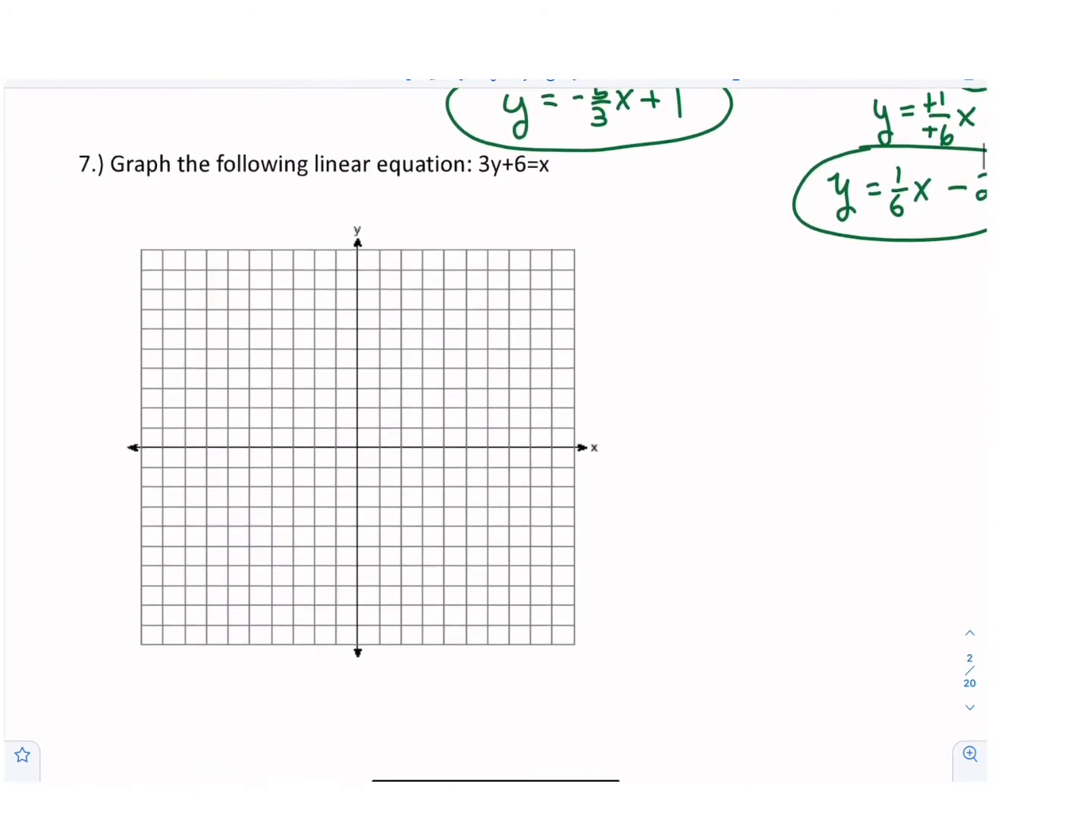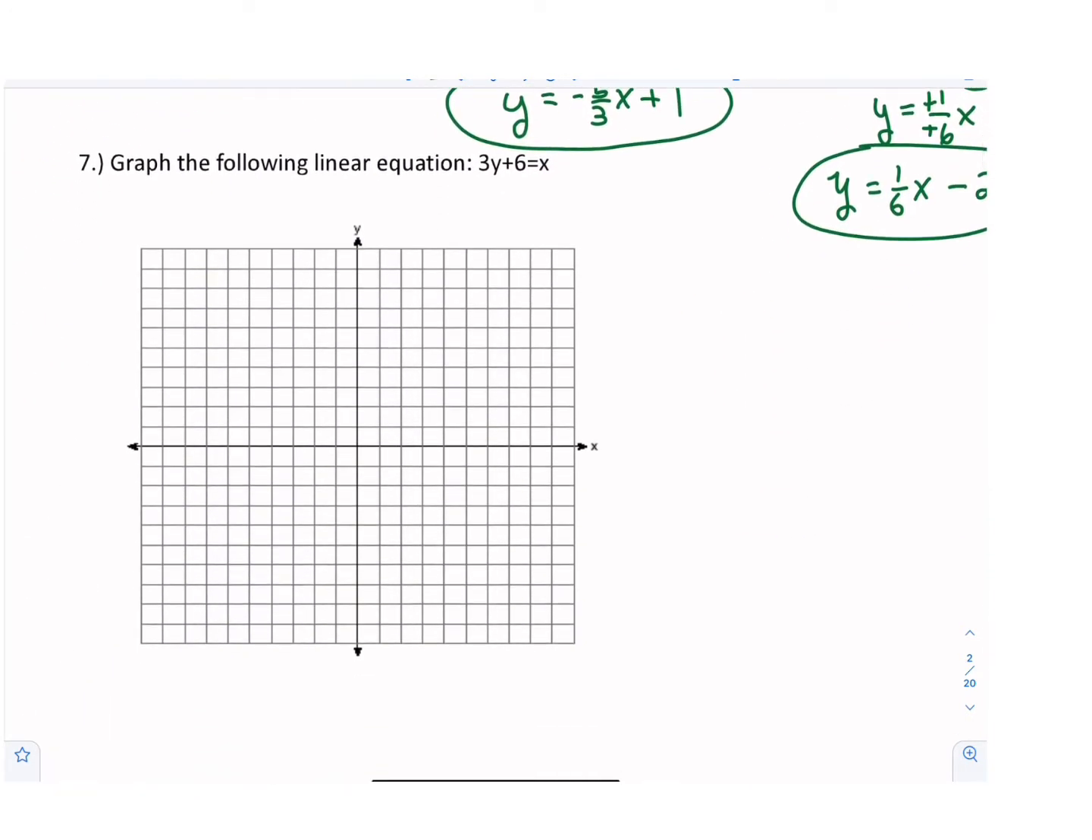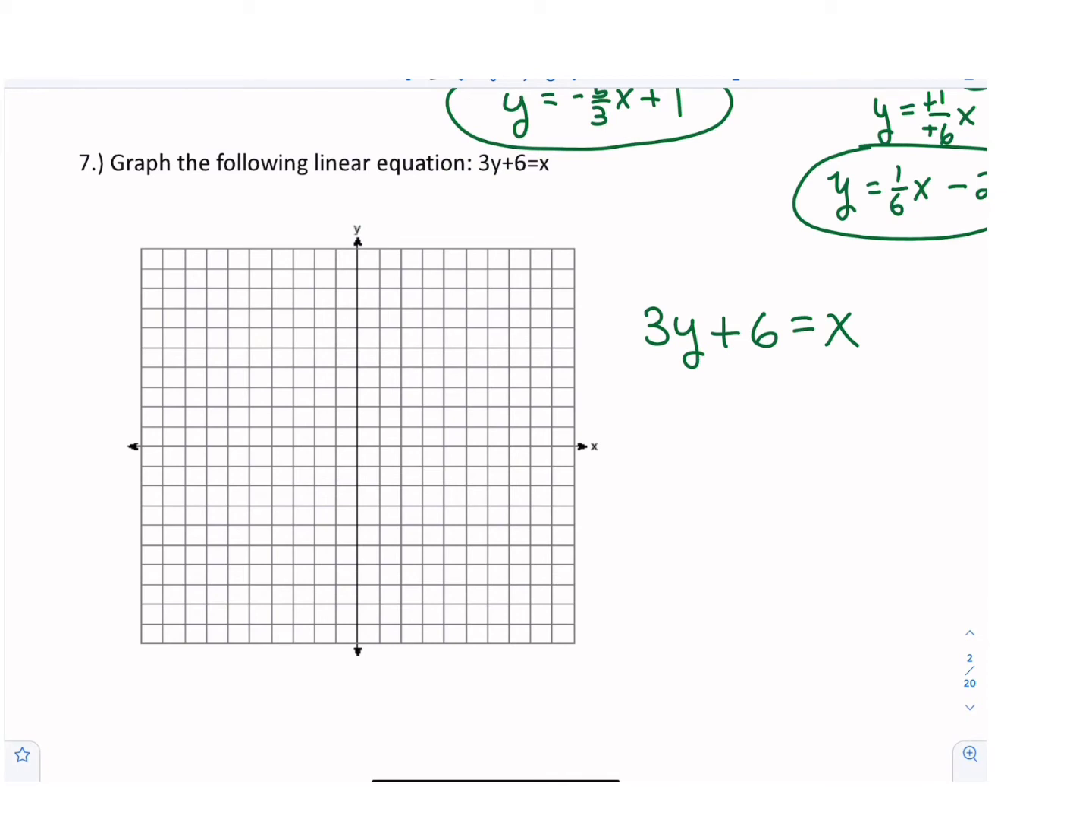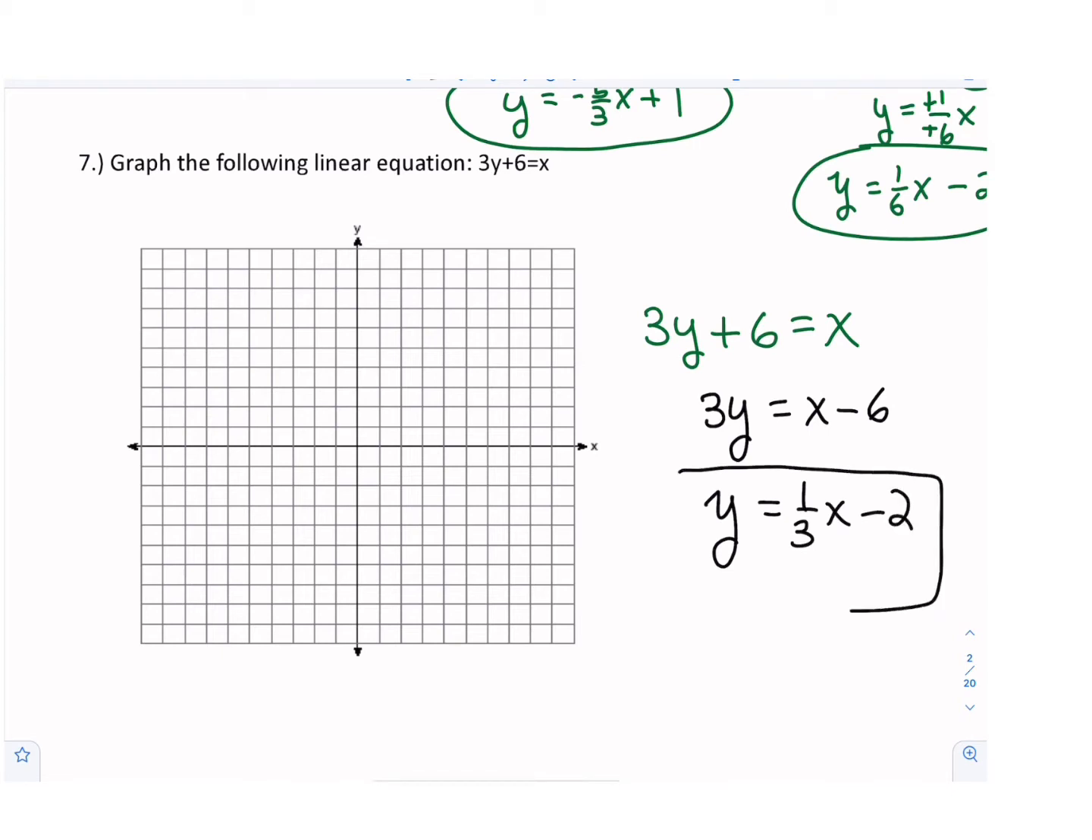The graph we did in class looks something like this. We have 3y plus 6 equals x, and we need to put this in y equals mx plus b form first. So we're going to subtract 6 on both sides, followed by dividing by 3 on both sides. And although I didn't show it here, I did divide both parts by 3, and I got y equals 1/3 x minus 2.